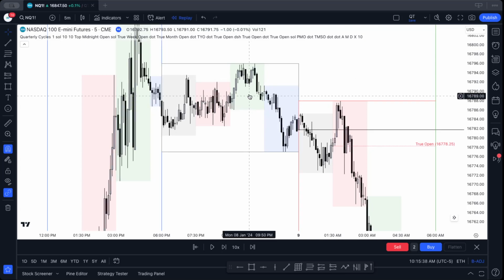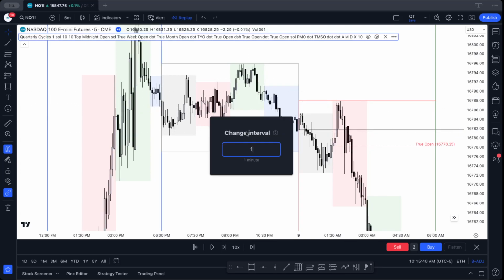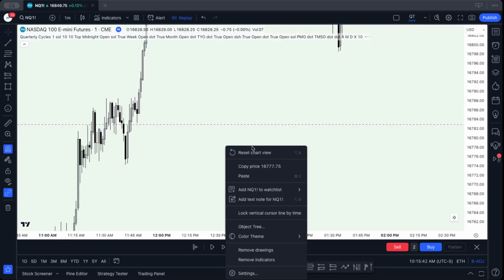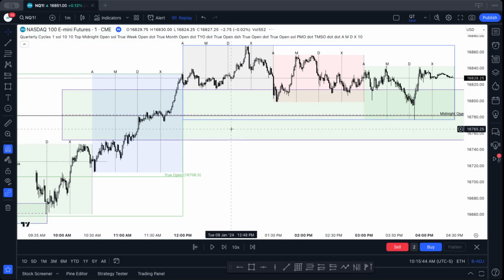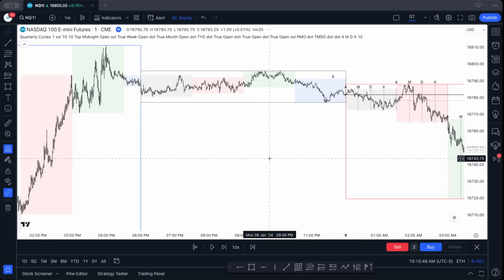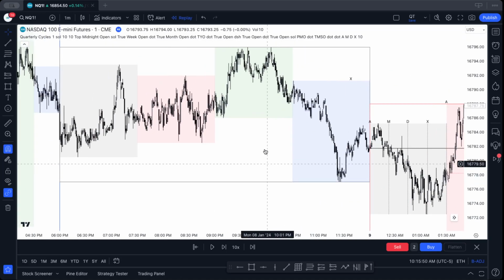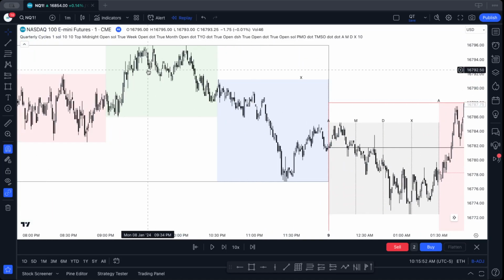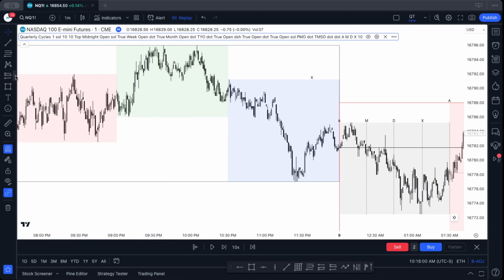And then on the 1 minute chart, I believe there was a market structure shift. Let's double check. Yeah, there was a market structure shift right there. So then because of that, you could have taken this fair value gap right there as an entry. Just like a basic 2022 model.